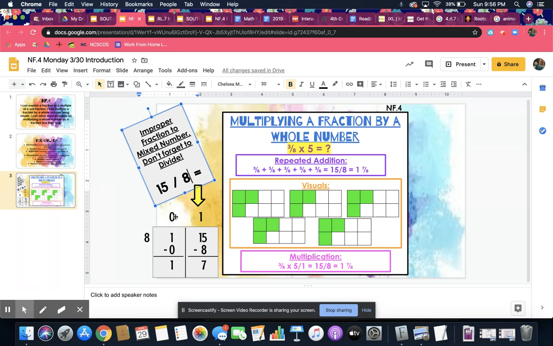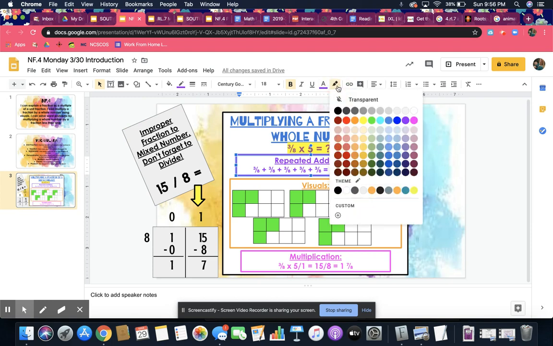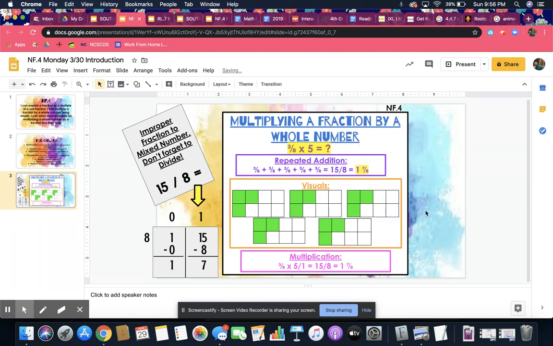8 closest to 1 is 8. So our top is 8, our bottom is 8. We get 1. Bring that 1 up here. We can get closest to 1. Our bottom is 8. 15 minus 8 is 7. So we take that 7, and that's our new numerator, and the 8 is still the denominator. So our mixed number, as you can see up here, is going to be 1 and 7/8.